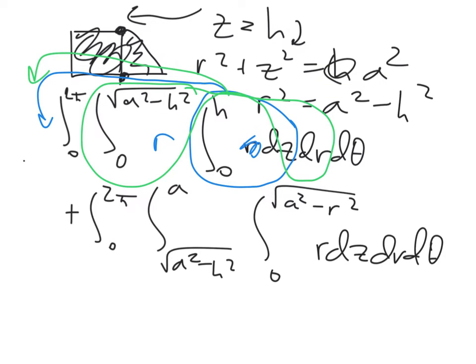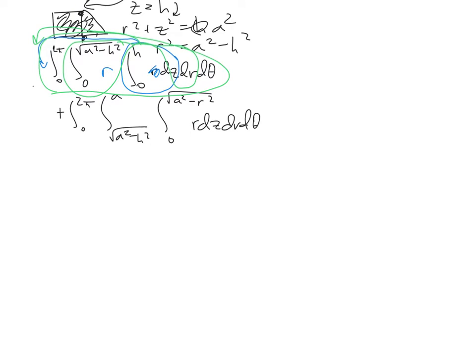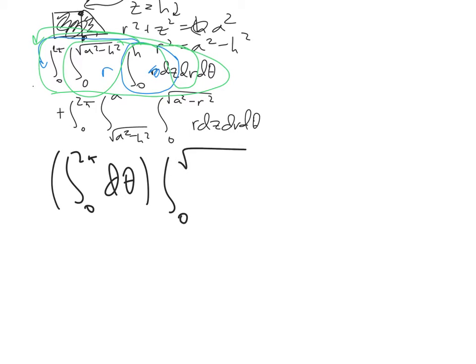And so we can actually rewrite this first integral because of these constant bounds, and because the function of integration is not at all complex, we can rewrite it as a product of three integrals. So it's the integral from 0 to 2 pi d theta, times an integral from 0 to the square root of a squared minus h squared r dr, times an integral from 0 to h dz.